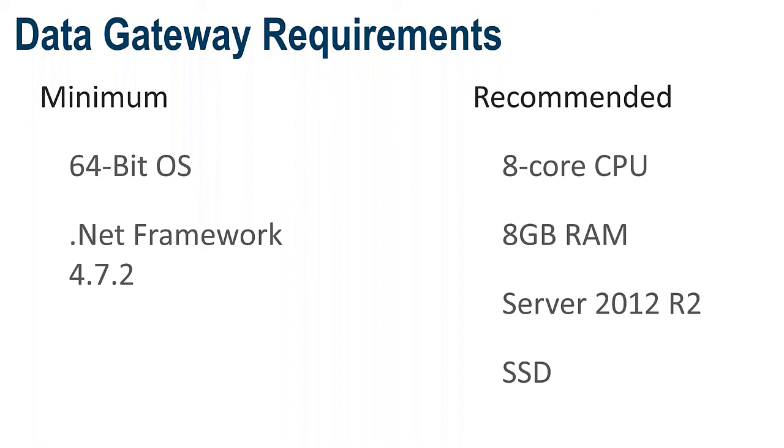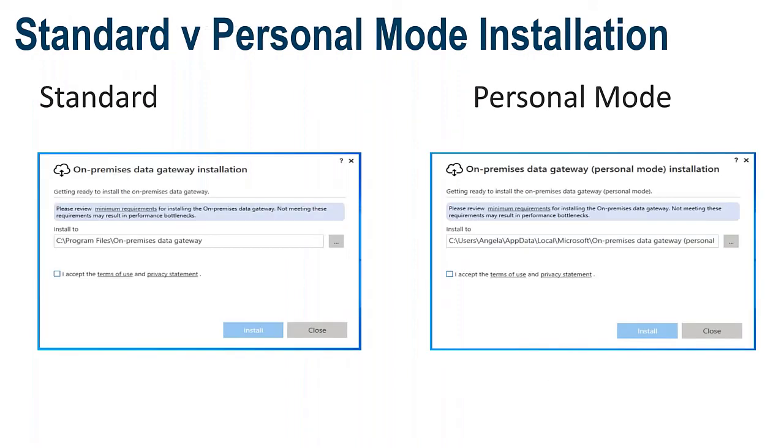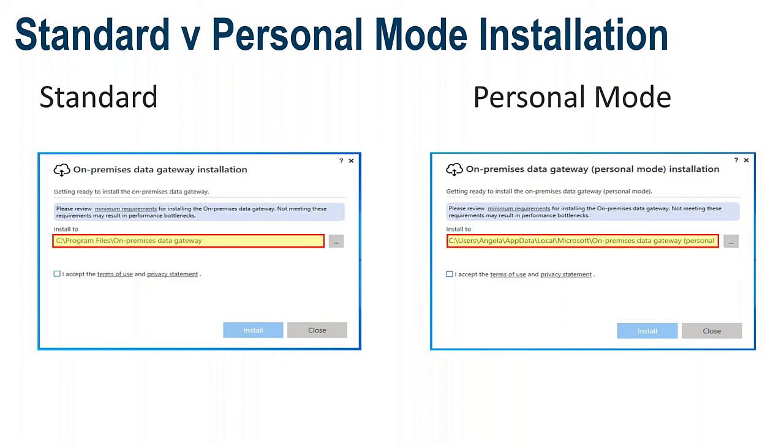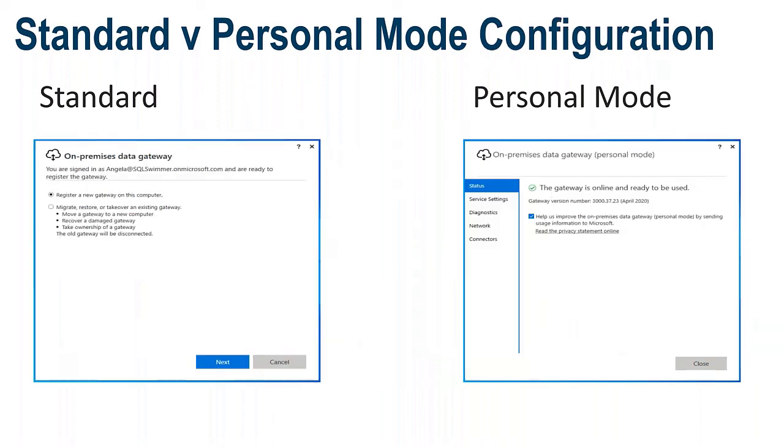After you have installed the data gateway, depending on which version you're doing, you've got the standard mode here on the left-hand side. You can see the basic difference is where it's going to install this application. Once you have it installed in standard configuration, you can either register it as a new one, or you can migrate, restore, or take over an existing gateway. In personal mode, you have no option to do any configuration. It just says, yep, it's online, it's ready to use, let's go.